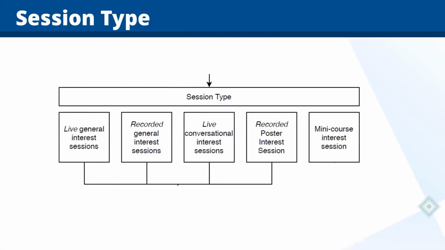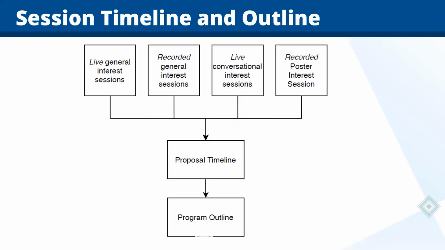From there, you will be asked to select your session type. With 5 different session types to choose from, it's very important that you read all the session type descriptions and select the session type that is most appropriate for your program. For 4 of our program types, you will then supply a proposal, time, and outline. For the time, you will choose from a series of pre-populated options. For the program outline, you will supply a detailed session timeline. If you are selecting a live session, please include time for questions and discussion.